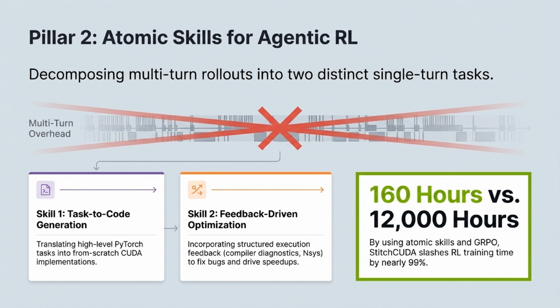This brings us to Pillar 2, Atomic Skills for Agentic RL. To solve the massive multi-turn overhead, StitchCUDA decomposes the rollouts into two distinct, single-turn tasks. Skill 1 is task-to-code generation, translating high-level PyTorch tasks into from-scratch CUDA implementations. Skill 2 is feedback-driven optimization, incorporating structured execution feedback to fix bugs and drive speedups. By using these atomic skills with GRPO, StitchCUDA slashes the RL training time by nearly 99%, dropping it from 12,000 hours down to just 160 hours.